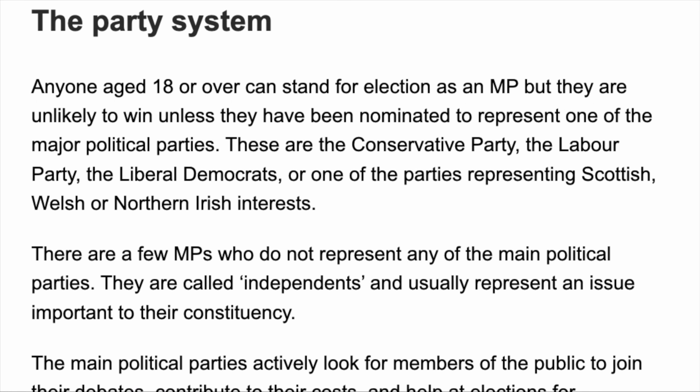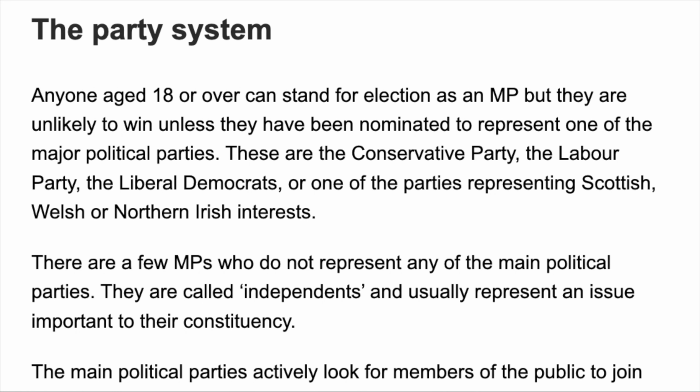The party system. Anyone aged 18 or over can stand for election as an MP, but they are unlikely to win unless they have been nominated to represent one of the major political parties. These are the Conservative Party, the Labour Party, the Liberal Democrats, or one of the parties representing Scottish, Welsh, or Northern Irish interests. There are a few MPs who do not represent any of the main political parties. They are called independents and usually represent an issue important to their constituency.